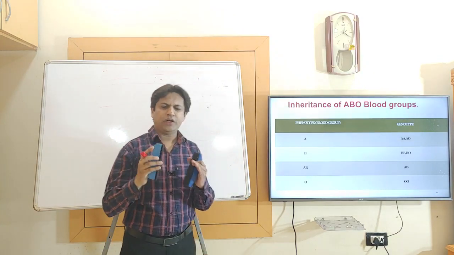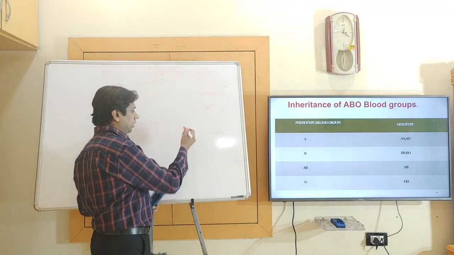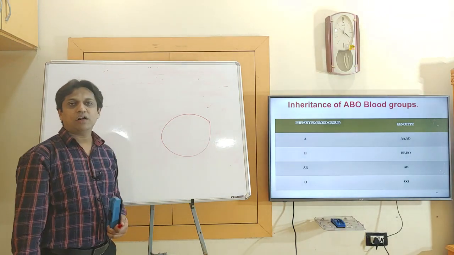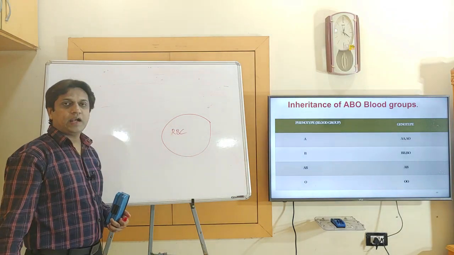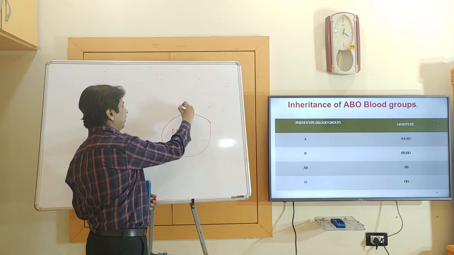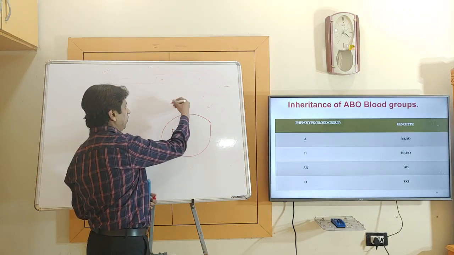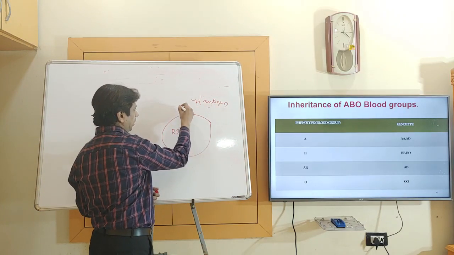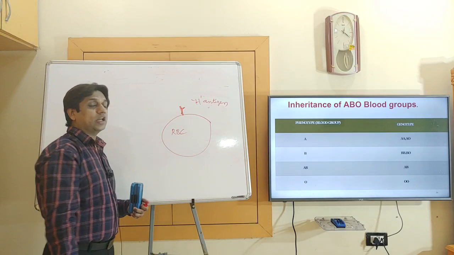Again, I'll go back to certain basics to make this point clearer. Consider this as an RBC. On the surface of an RBC, all individuals have one oligosaccharide, a chemical antigen, with fucose attached, and this is generally termed the H antigen or H substance. Now, to generate a chemical substance or antigen, certain enzymes and proteins are required.